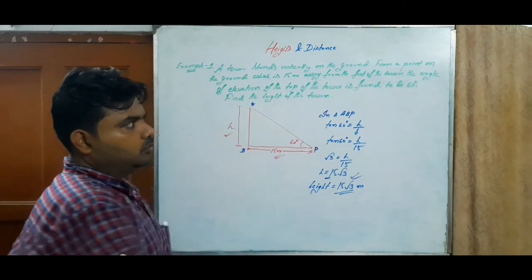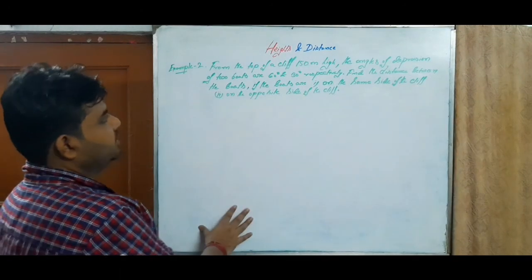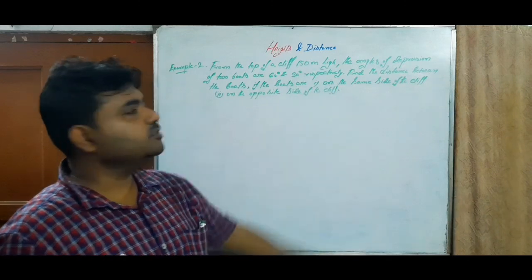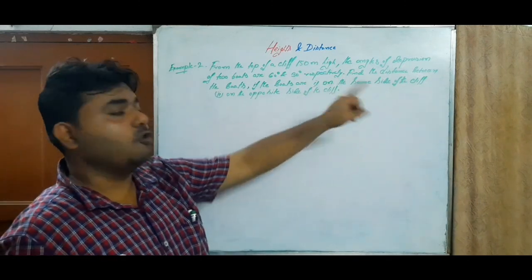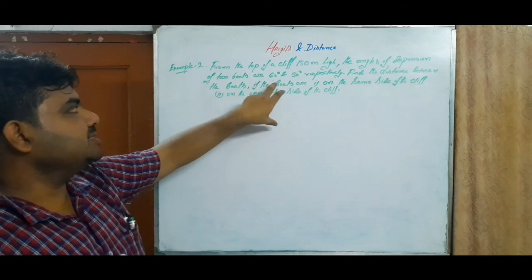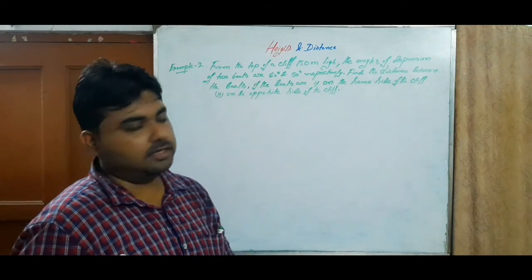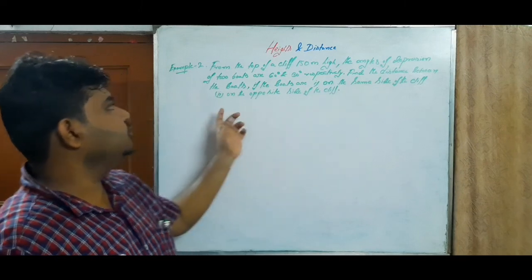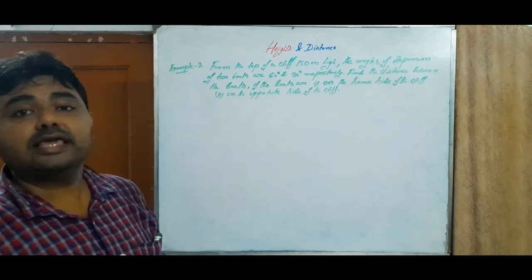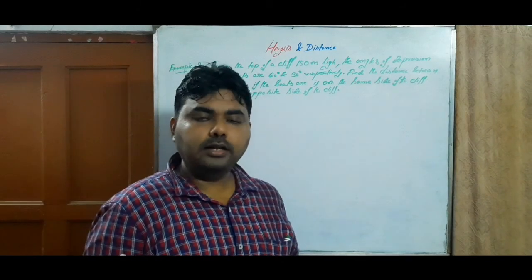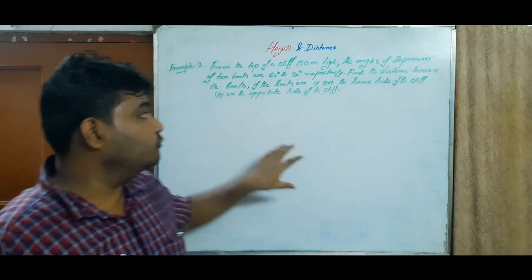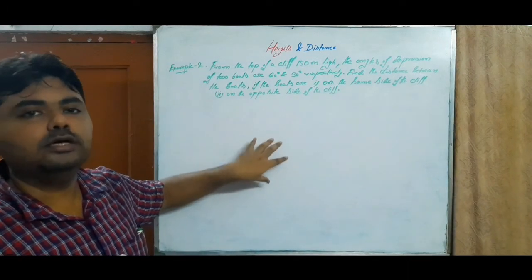Just note it down. In this example, it is given that from the top of a cliff which is 150 meters high, the angles of depression of two boats are 60 degrees and 30 degrees respectively. We have to find the distance between the boats, and the conditions are given. Number 1, the boats are on the same side of the cliff, and part 2, they are on different sides of the cliff. So first we have to draw the figure.